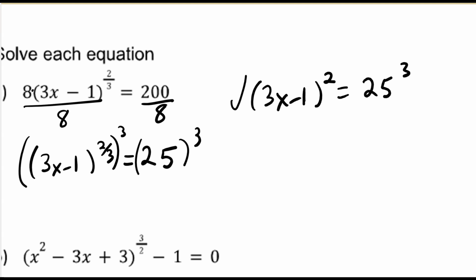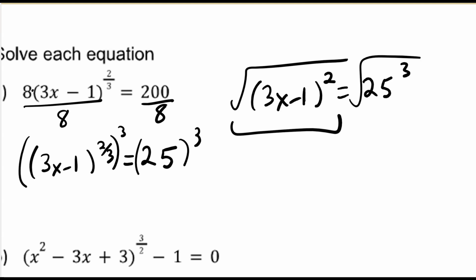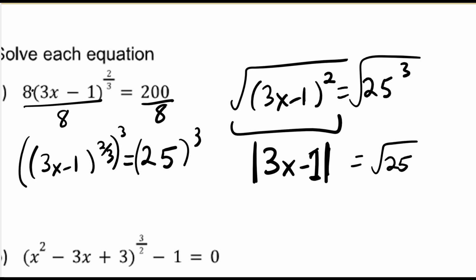But keep in mind that a square root function gives positive outputs only. So technically, this left-hand side should be the absolute value of 3x minus 1. Those are the absolute value bars. I know the 1 makes it look a little weird. And that equals the square root of 25 cubed. I'm writing it like this because it'll be easier for me to evaluate in my head, because I don't know what 25 cubed is, but I certainly know what the square root of 25 is.